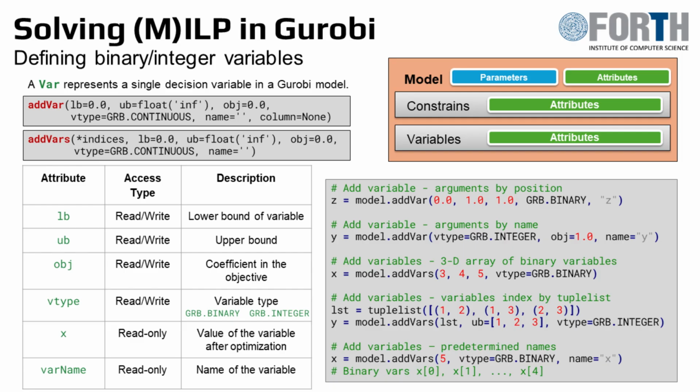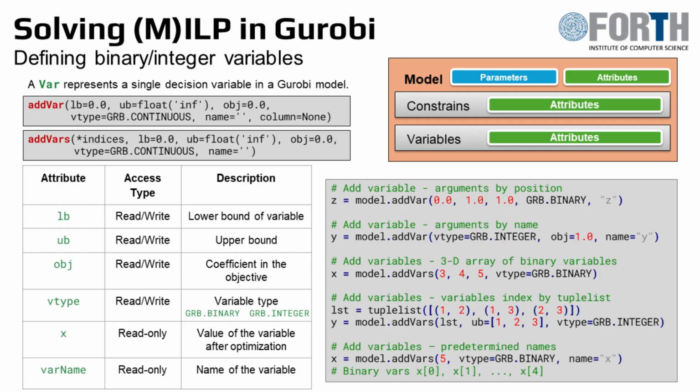The variable type, vtype, determines whether the variable is continuous, integer, or binary. For integer programming, vtype is typically set to GRB.INTEGER or GRB.BINARY. After optimization, additional attributes become available. For example, the attribute x contains the value of the variable in the optimal solution. Gurobi allows both positional arguments and named arguments when defining variables. For clarity and robustness, named arguments are usually preferred in practice.